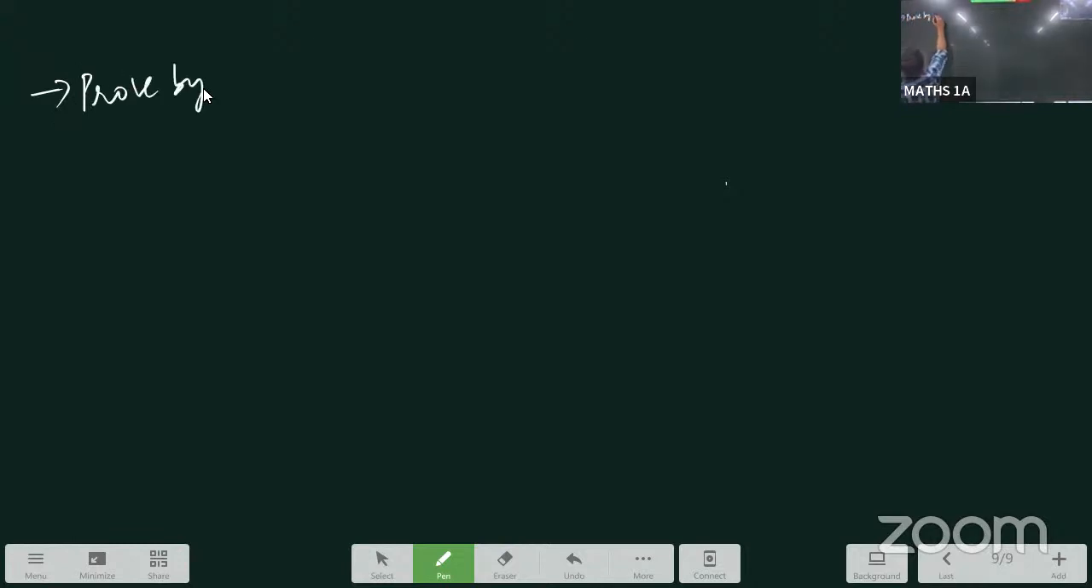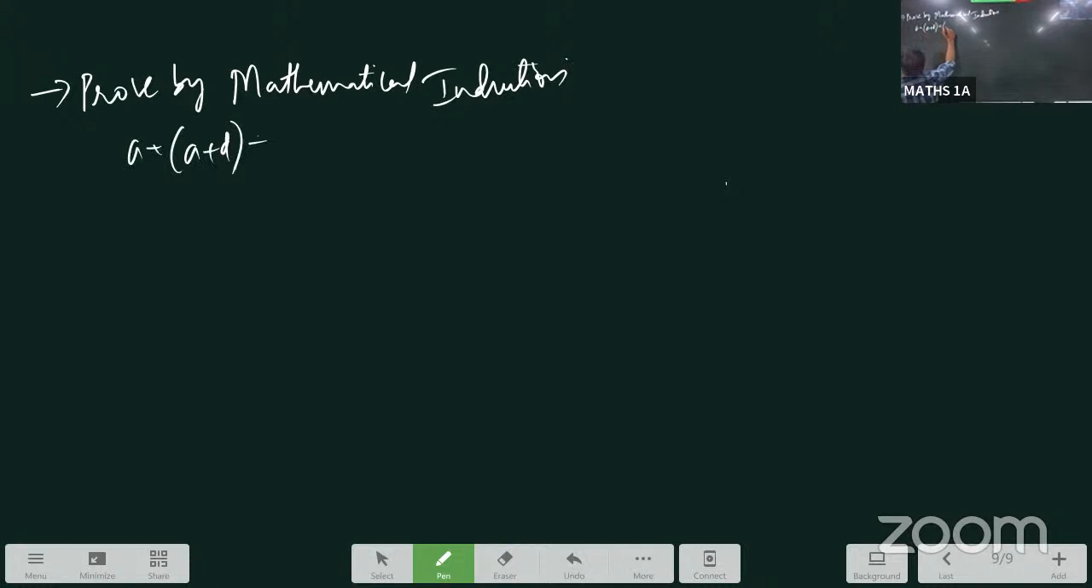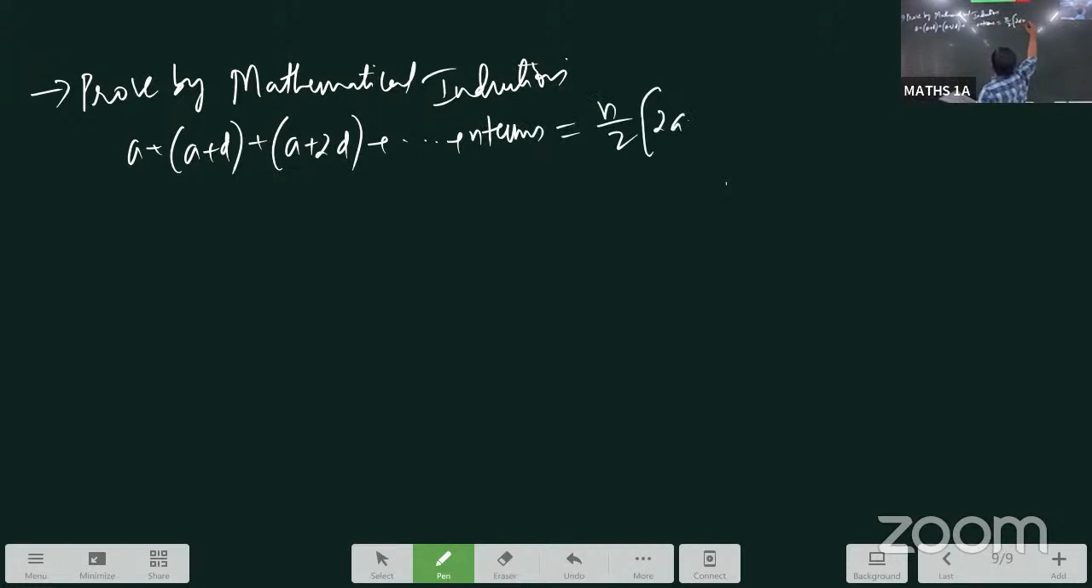Prove by mathematical induction: a plus d, a plus 2d, and so on, plus up to n terms, is equal to n by 2 into (2a plus (n minus 1) into d). This is the statement. Again, your nth term is missing in this statement. Let us find the nth term.